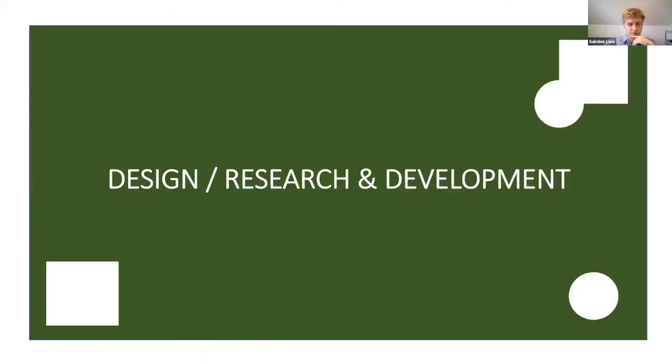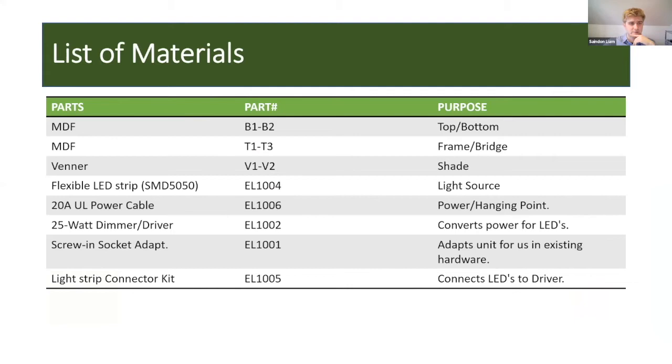And some design research and development. Here we see a list of materials that provides a good overview of the basic components. On the left, we see the materials or components. In the center, we see the part numbers that we've assigned to those components. And on the right, we see the purpose that those materials were used for.